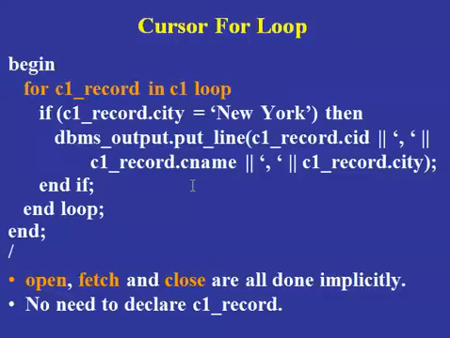Here is another way of implementing it. The difference between using this for statement and using the while loop is that the open, fetch, and close are done implicitly, so we don't need to be that specific. We just do the for loop from the first record until the end of the records.